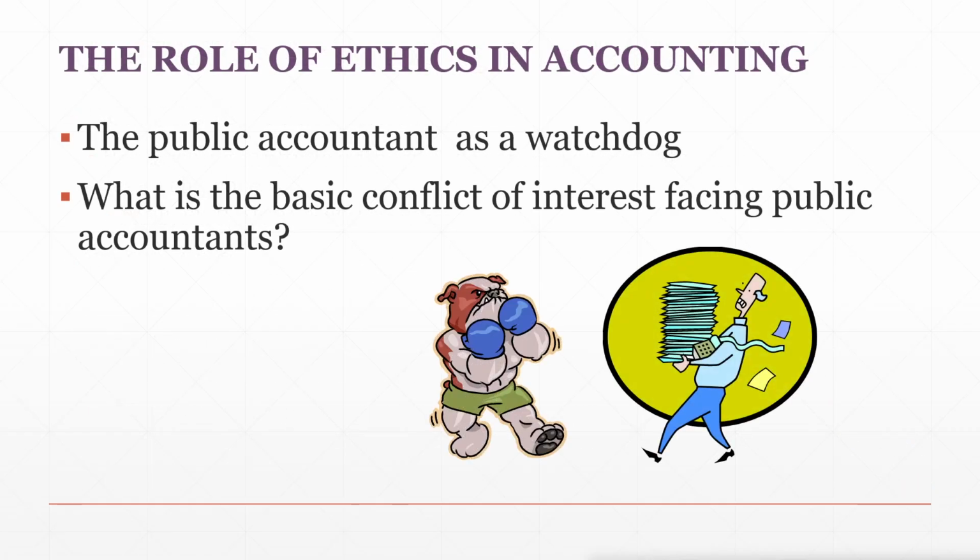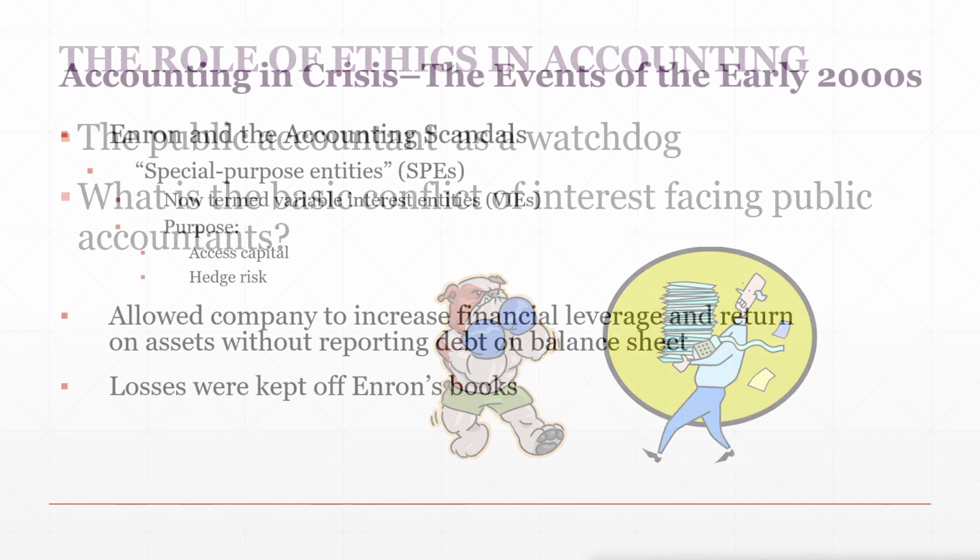So what are the roles of ethics in accounting? The public accountant is a watchdog, right? What is the basic conflict of interest facing public accountants? Well, balancing their watchdog role with client relationships. Scandals like Enron highlighted the consequences of compromised ethics, emphasizing the importance of corporate governance reforms like the Sarbanes-Oxley Act.